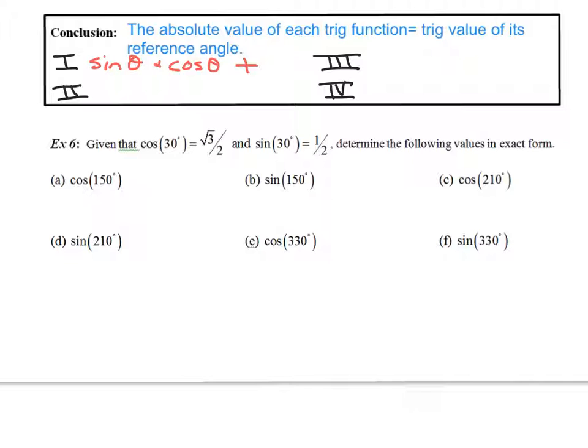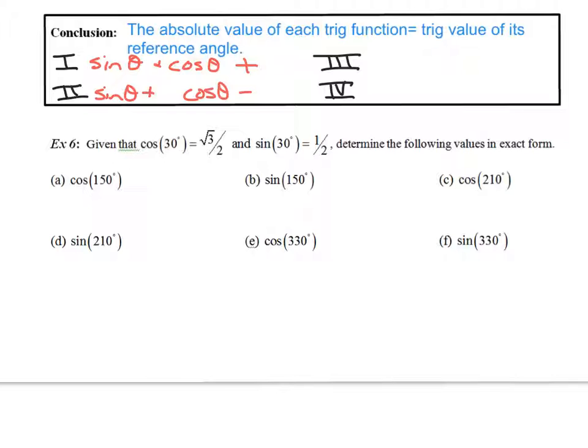In quadrant number 2, we found out that the sine was positive, but the cosine was negative. And again, if you think about that, it makes sense because sine represents the y-coordinate. I'm going up in quadrant 2, so that'll be positive. Cosine is the x-coordinate. I'm going to the left, so that tells me that I must have a negative answer for cosine.